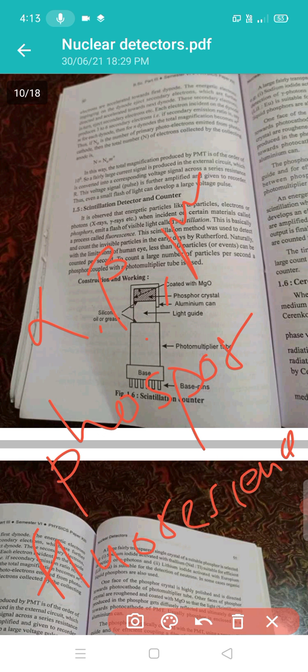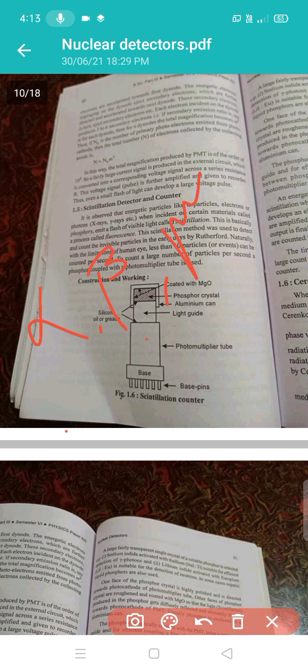Naturally, because of the limitations of the human eye, the human eye can detect only 10 events, or 10 particles, per second. Due to the limitations of the human eye, a human will count only 10 events or 10 particles per second.